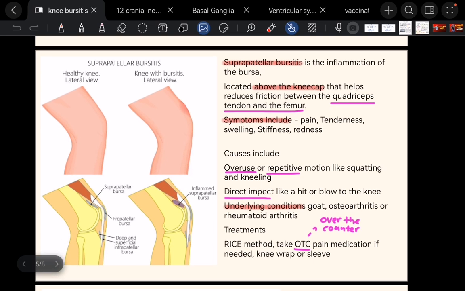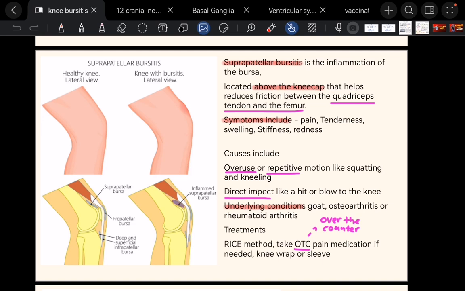Next, we have suprapatellar bursitis. Same thing, it's an inflammation of the bursitis, but this time it's located above the knee, where the quadriceps tendon would be. This bursitis allows the quadriceps tendon to reduce friction as the tendon glides over the bone. Symptoms include pain, tenderness, swelling, stiffness, redness, and sometimes trouble extending the knee, a lot of the time because, as you know, the quadriceps muscles are the key muscles for extending the knee.